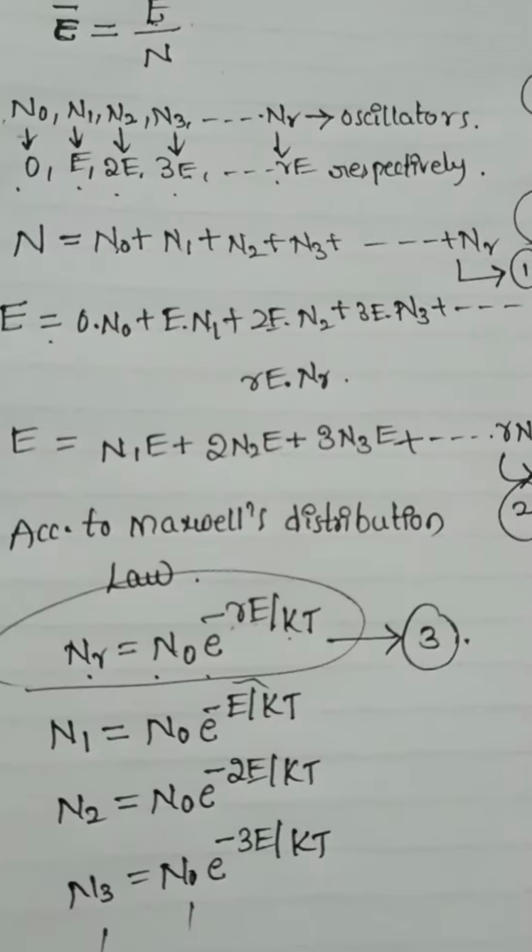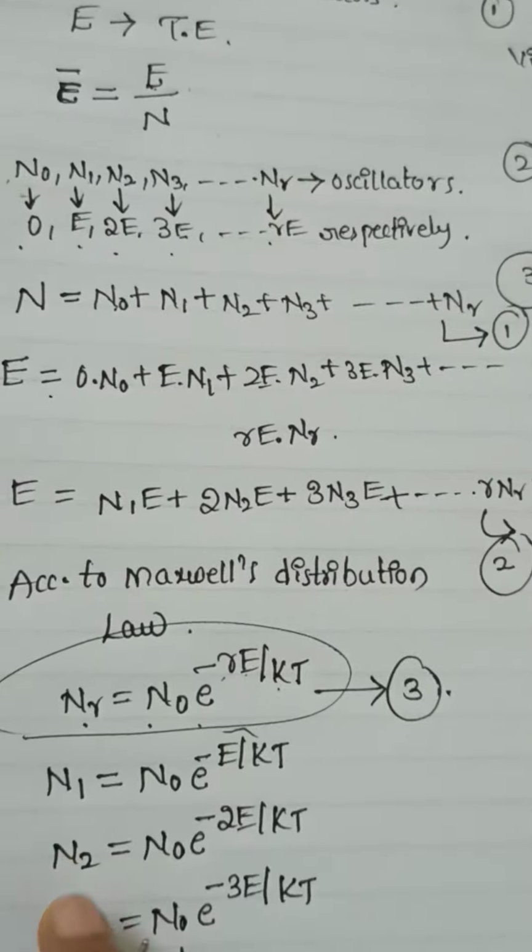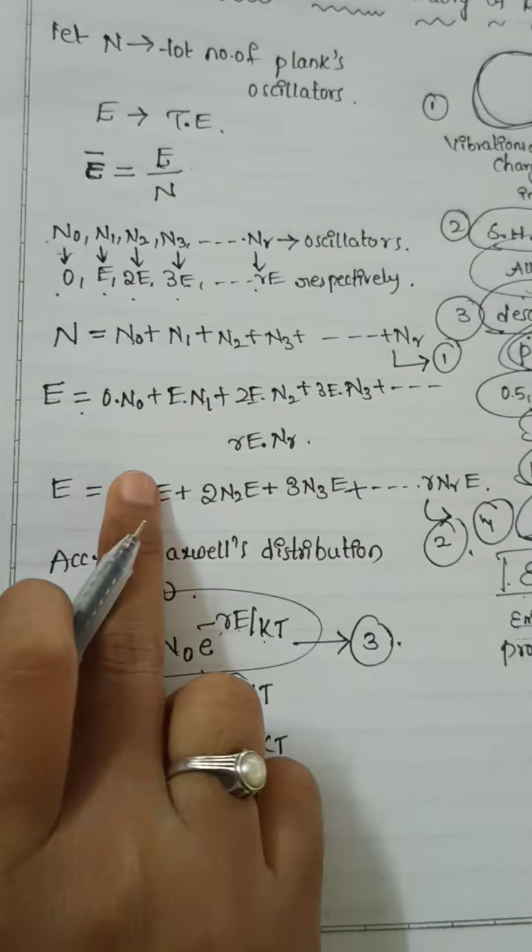Now you substitute the values N1, N2, N3 here. Already we have N1, N2, N3. Substitute all these values in equation number 2.